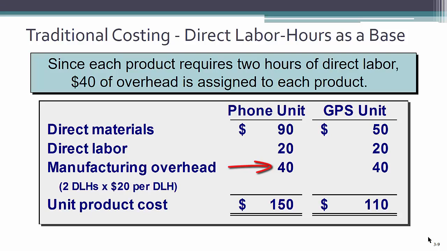Using the information provided so far, the unit product cost of each product would be computed by adding the cost of direct materials, direct labor, and manufacturing overhead, and would total $150 for phone systems and $110 for GPS systems. Next, let's assume Comco decides to evaluate its product costs using activity-based costing. We'll develop rates and costs, then compare the results to the traditional product costs we just discussed.